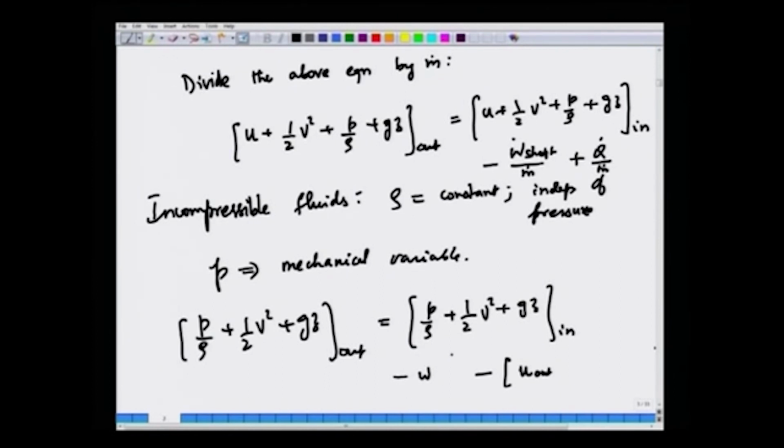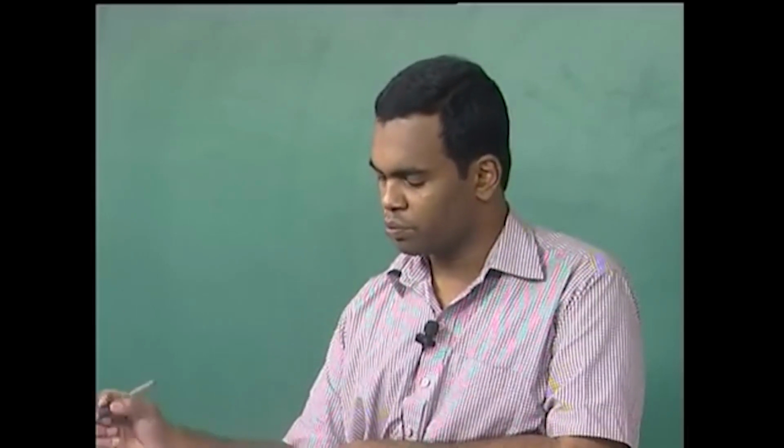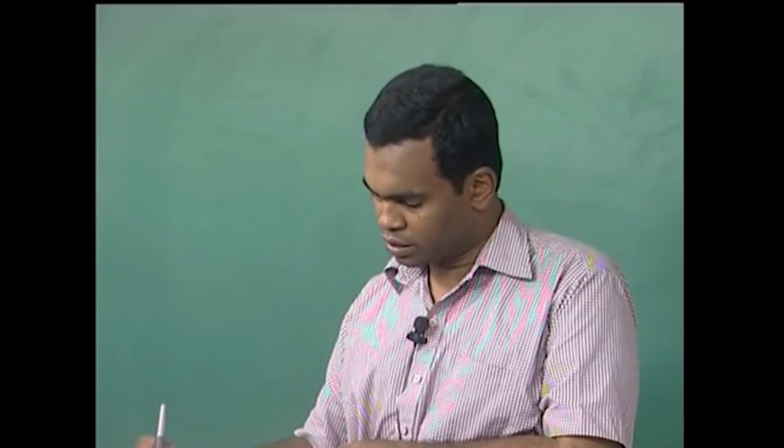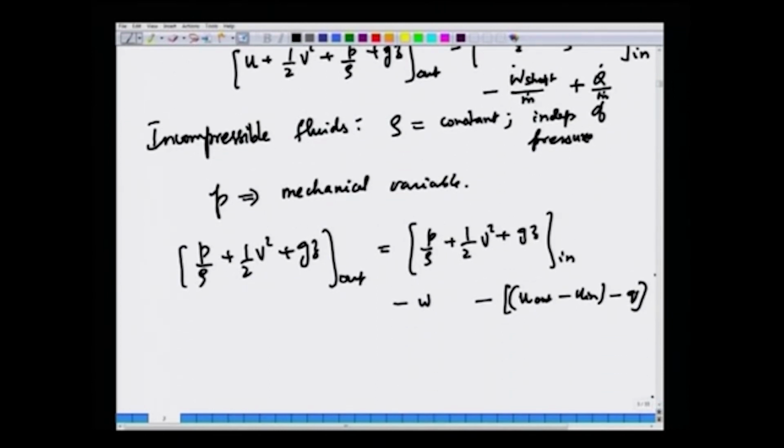There is no rate because you are dividing one rate with another. This is the rate at which work is done by the CV on the surroundings. This is the rate of mass flow. The two rates will cancel out to give the work done by the CV on the surroundings per unit mass of the fluid, and you will get minus (u out minus u in), minus q, sorry, because you have already taken a minus sign out. Small q is the heat transferred to the fluid per unit mass. There is no rate involved here.